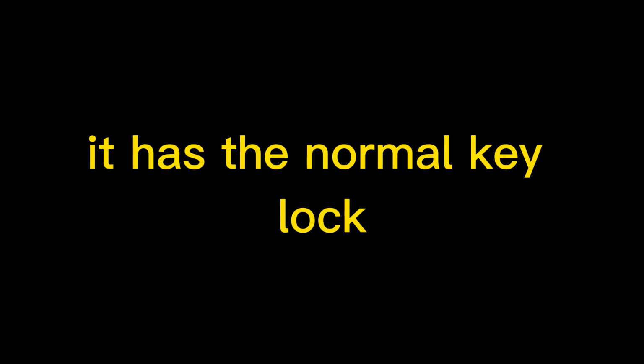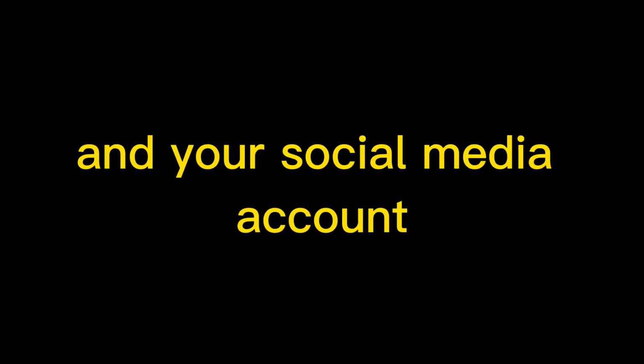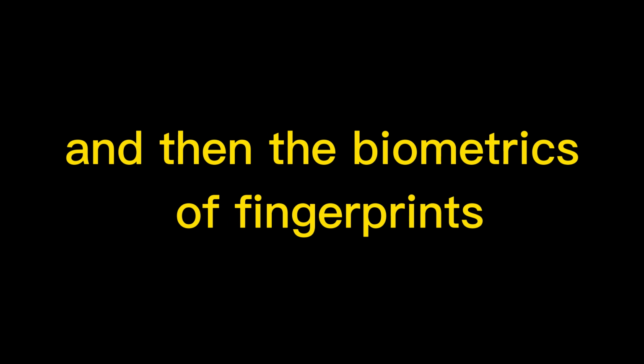It has the normal key lock, and then it has the fingerprint lock for you to gain access to the room. So see it as your password and your social media account, or any account or any website. The lock is your password, and the biometrics or fingerprint is your 2-step verification. So it's going to be difficult for someone who does not have your thumbprint or the key to get inside that room. That is the same thing that applies with 2-step verification.